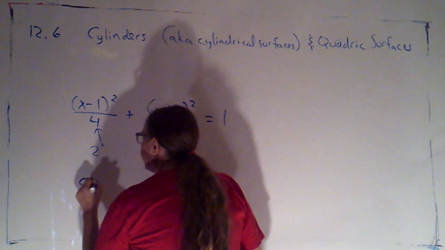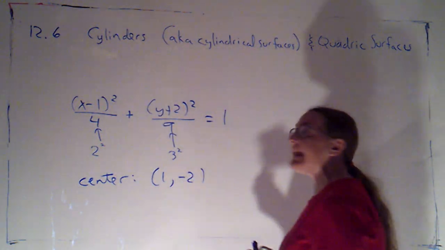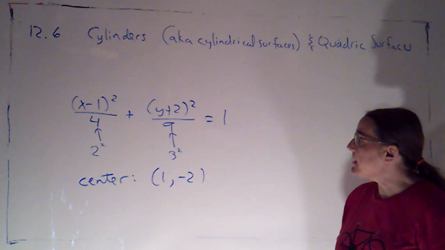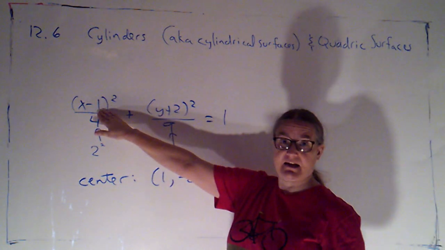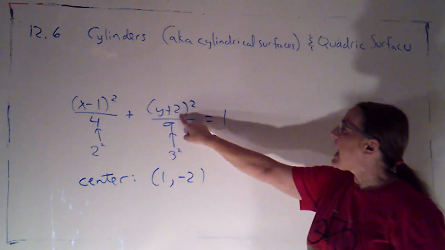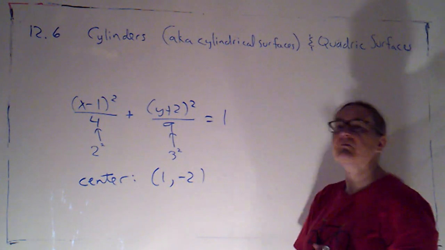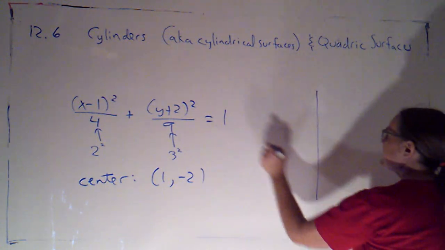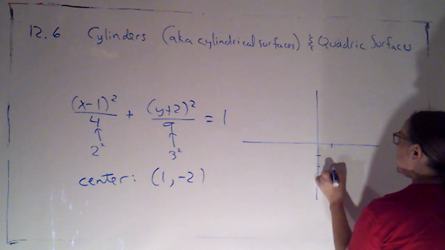I can also see from the equation that the center would be at (1, negative 2). Do remember that the center consists of the numbers that we're subtracting from x and y. So here I'm subtracting 1, adding 2 is equivalent to subtracting negative 2. So if I go to graph this, the center is at (1, negative 2).